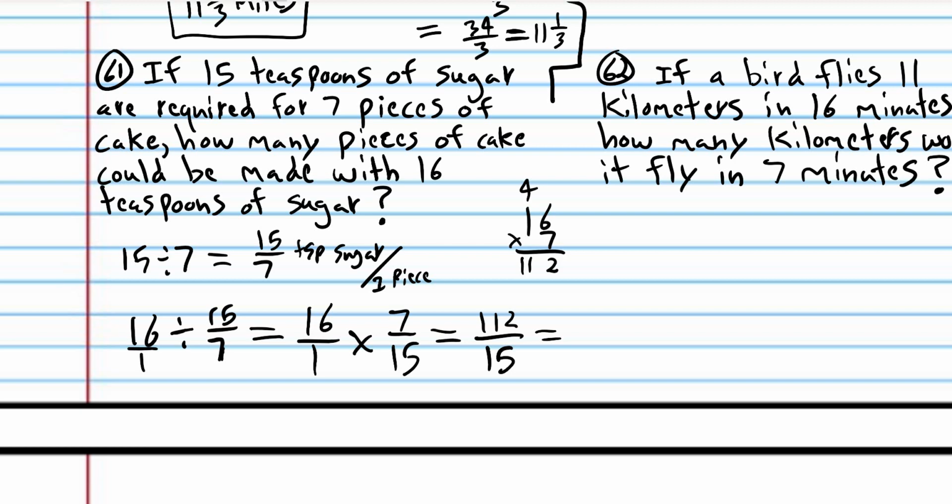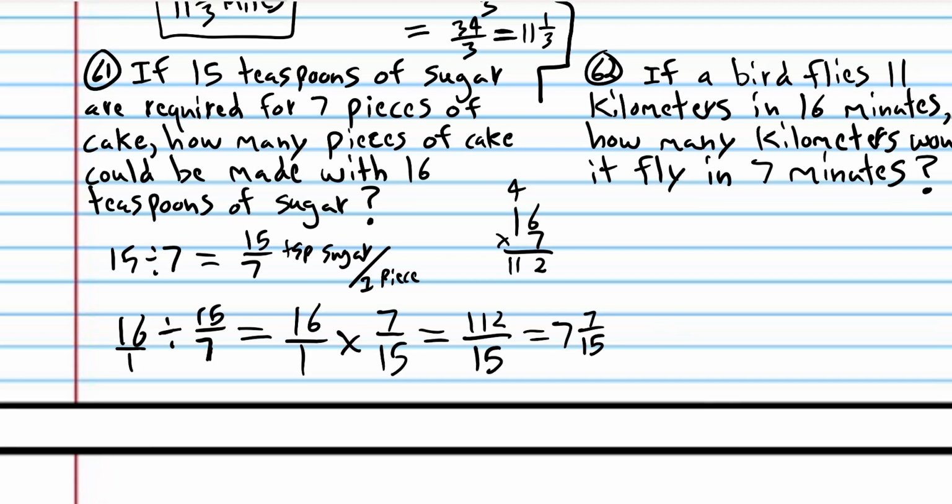I'm going to try 1, 2, 3, 4, 5, 6, 7. I'm going to try 7 times. I think it's going to be 7. 7 times 15 is 105. 112 minus 105 is 7. I'm sorry I'm doing these calculations quickly, but we're almost out of time here. So we have 7 and 7/15.